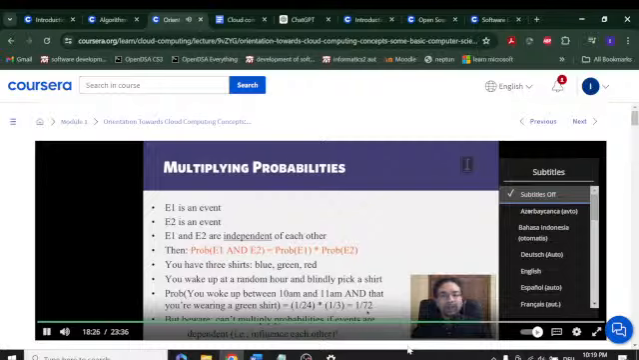One of the things that you have to be careful about here is that if E1 and E2 are not independent, meaning that they influence each other in some way, then you cannot multiply the probabilities with each other. So for instance, if the shirts that you have in your closet change from 1 hour to another because, say, someone in your house changes them around, then you can't necessarily multiply these probabilities as they are here.